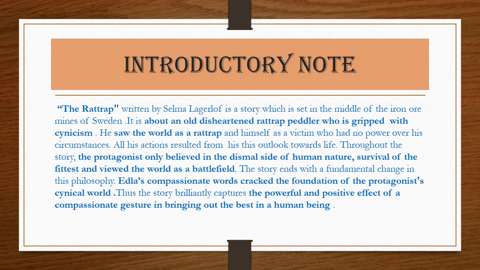Before moving on to the storyline, let me give you an overview of this story. The Rattrap is a story which is set in the middle of the iron ore mines of Sweden. It is about an old, disheartened rattrap peddler who is gripped with cynicism. He saw the world as a rattrap and himself as a victim who had no power over his circumstances, and all his actions resulted from this outlook towards life. Throughout the story, the protagonist only believed in the dismal side of human nature, survival of the fittest, and viewed the world as a battlefield.